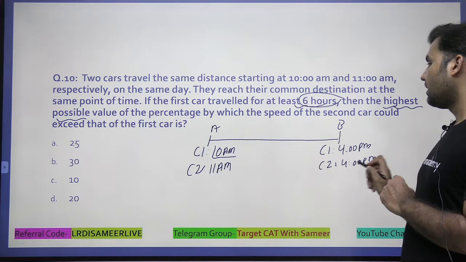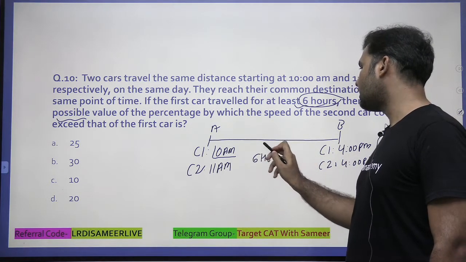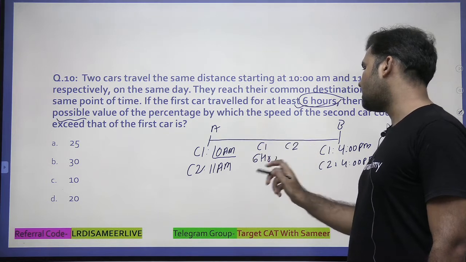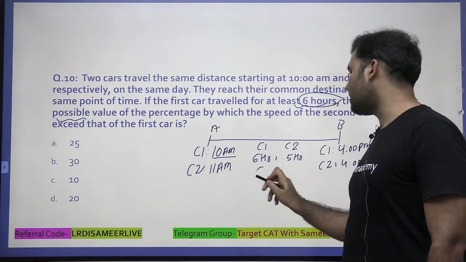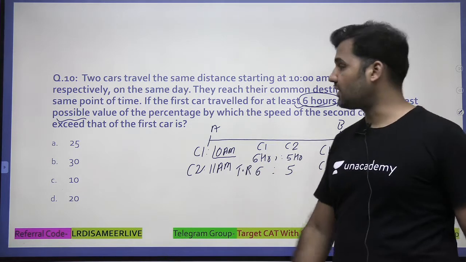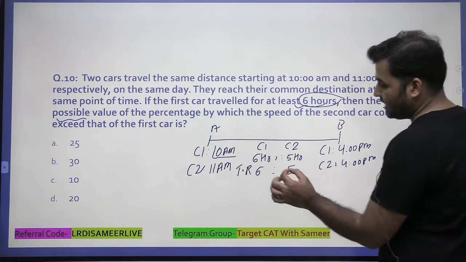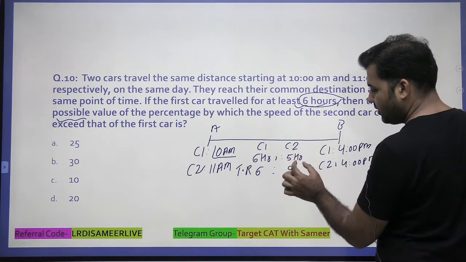That means car 1 is taking 6 hours to travel the distance, and car 2 is taking 5 hours to travel the distance. That is the time ratio. There's a time ratio of car 1 and car 2 to travel the distance from A to B. If this is the 6 least possible hours of car 1, then car 2 will be taking 5 hours.